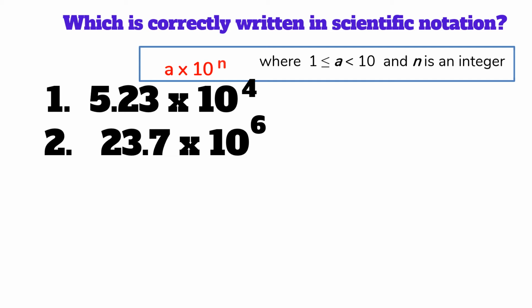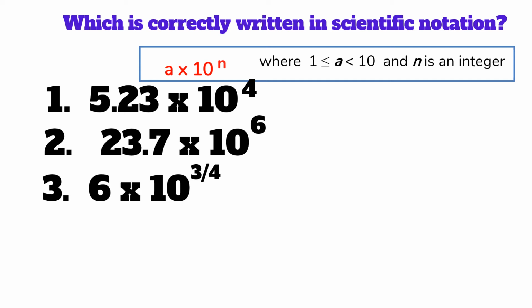Number 2, 23.7 times 10 raised to 6. Ang a, which is 23.7, is greater than 10. So, that means this is not correctly written in scientific notation. Number 3, 6 times 10 raised to 3/4. So, ang a natin, which is 6, ay less than 10, pero ang exponent natin is 3/4, so hindi siya integer. So, ibig sabihin, this is not correctly written in scientific notation.